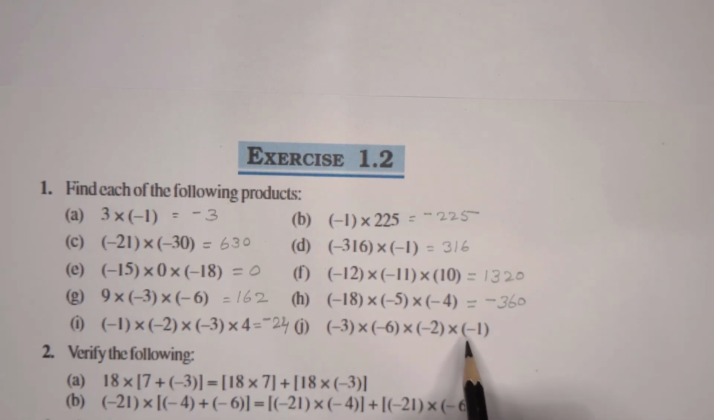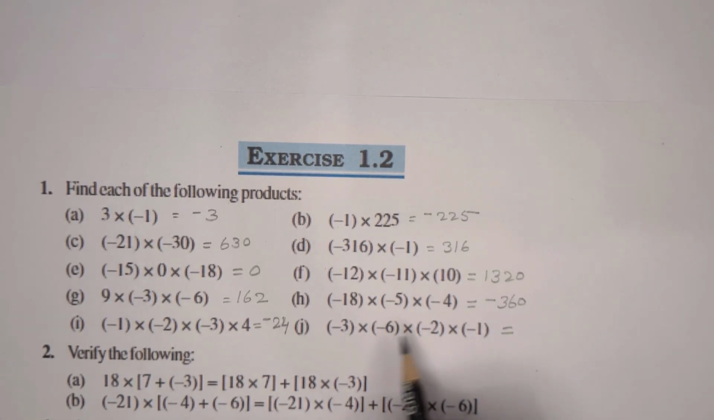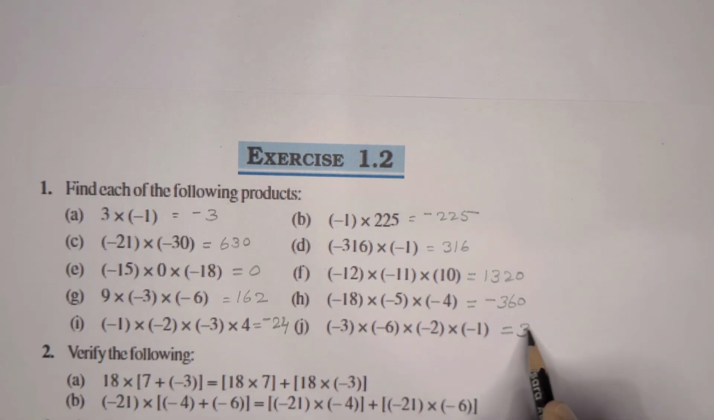Here 4 negatives. Minus into minus plus. Again, here also minus into minus plus. When an even number of negative integers are there, the product will be positive. So 1 into 2, 2, 2 into 3, 6, 6 into 6, 36.